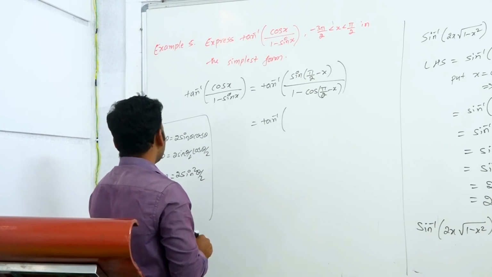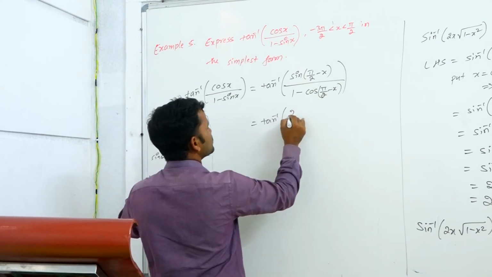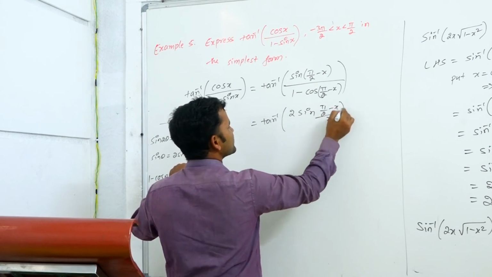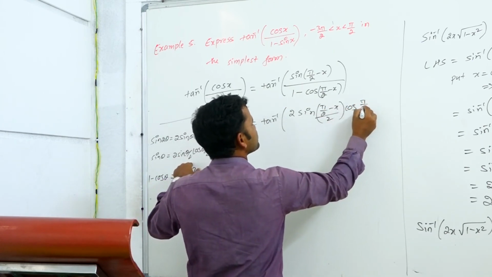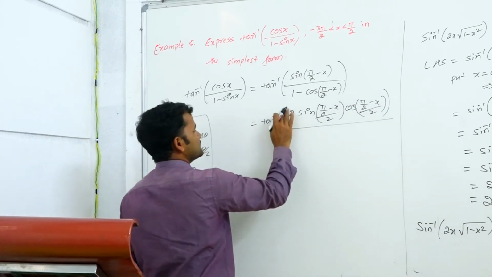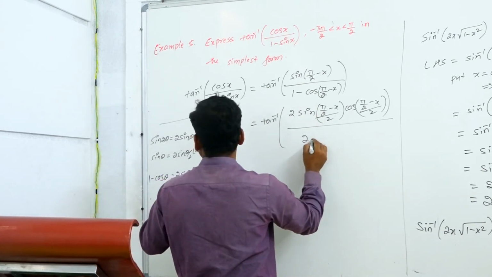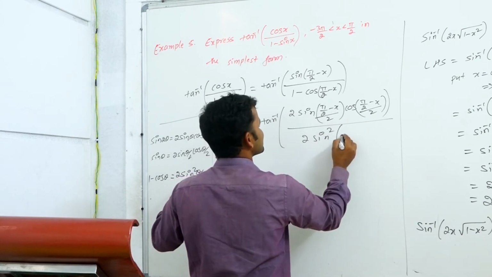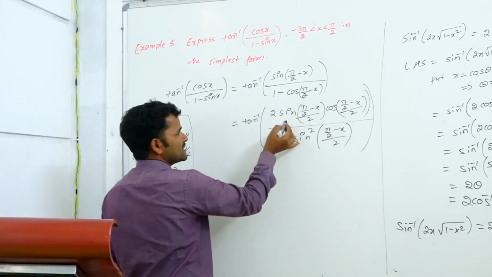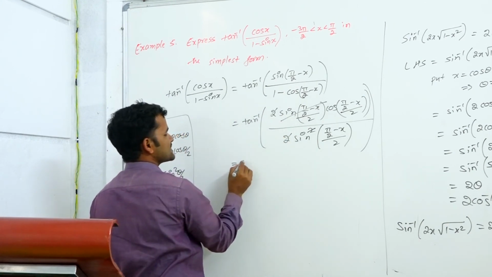Tan inverse of, this is sin theta, where theta is nothing but pi by 2 minus x. So 2 times sin of theta by 2 means pi by 2 minus x whole divided by 2, into cos of pi by 2 minus x whole divided by 2, divided by 1 minus cos theta. 1 minus cos theta is nothing but 2 times sine square theta by 2, 2 times sine square of pi by 2 minus x by 2. You see, one sine of pi by 2 minus x by 2 cancels, and the 2 outside gets cancelled.